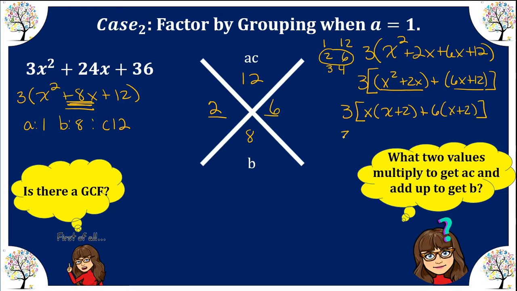We're going to bring down that GCF. That's one factor. Another factor is x plus 6. And the third factor is the common factor of x plus 2.